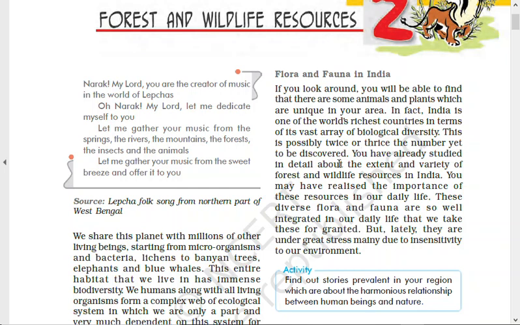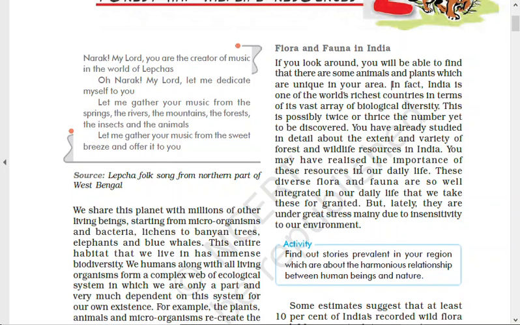It says: you have already studied in detail about the extent and variety of forest and wildlife resources in India. You may have realized the importance of these resources in our daily life, because flora and fauna provide medicines and various other products and byproducts. Now we depend on a lot of modern medicines. Earlier, when we did not have medicines, these flora were very important for us. All the plants, medicinal herbs and other things were very important for our medicinal life. Ayurveda, one of the ancient books of India, was based on these things.